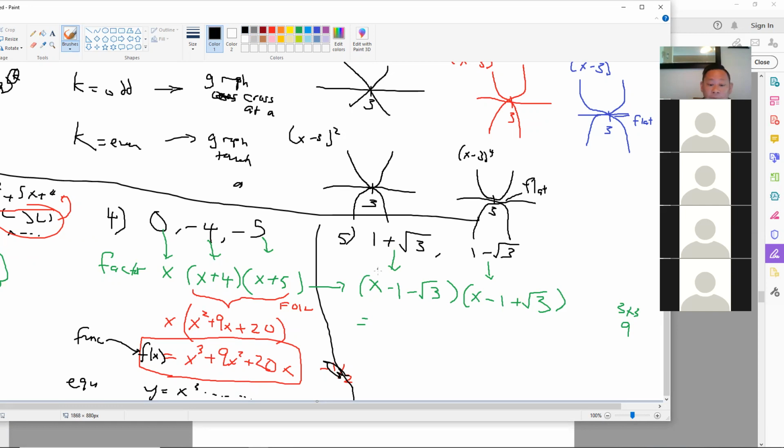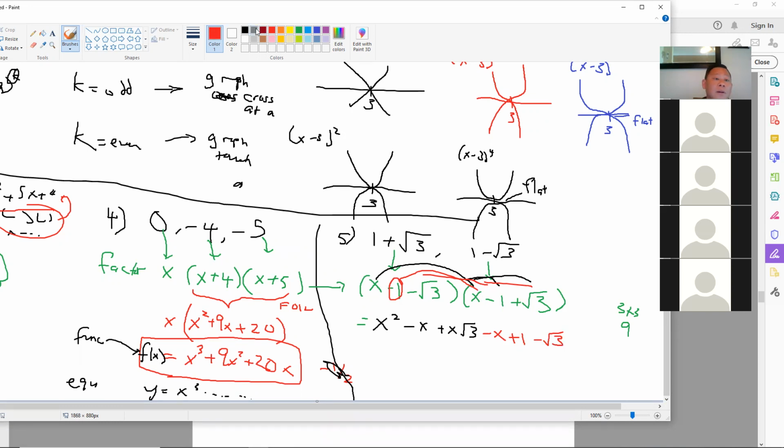Okay, so let's FOIL it. And how do you FOIL it? You take the first one and you distribute to all of that. So take x, multiply with x, -1 and plus root 3. So you will get what? X squared followed by -x plus x root 3. So this is just for the x. Now you take the -1 and you do the same thing 3 times. So -1 times x is negative x. -1 with -1 is +1. -1 with root 3 is negative root 3.